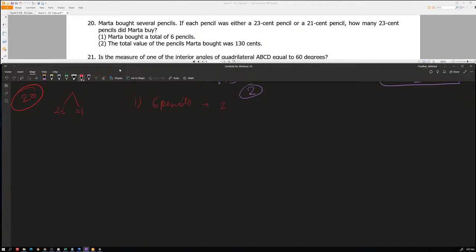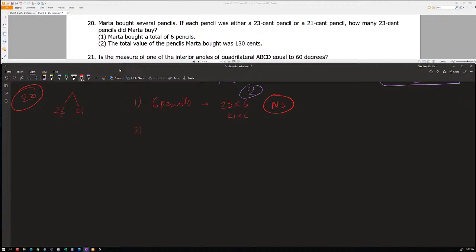How many pencils could she have bought? She could have bought all 6 as 23 cents, right? Or she could have bought all 6 as 21 cents. There's no limit, just that there are 6 pencils. I think this is not sufficient. Let's see the second one.